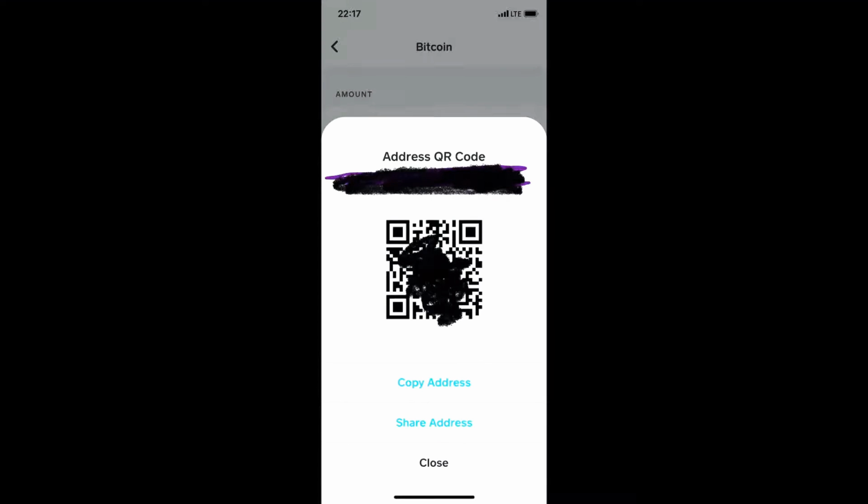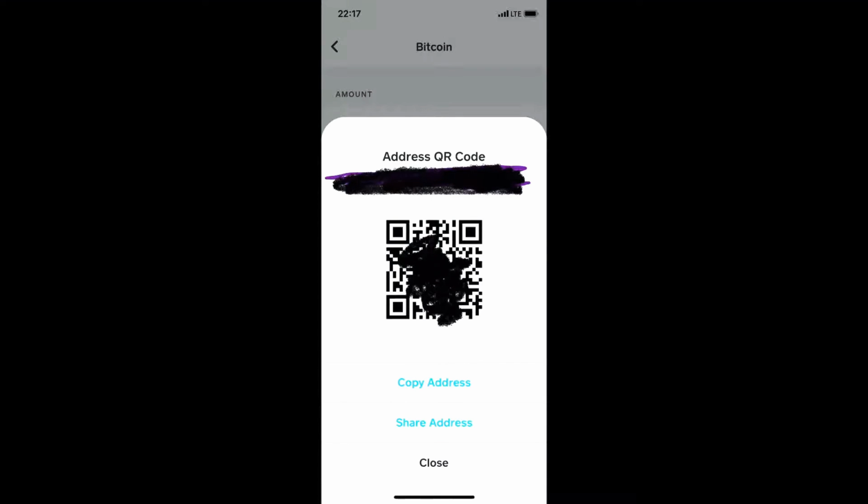Now I just blurred mine out for security reasons at this point. But I'm gonna go ahead and click copy address. When you do that, it will have a check mark and say address copied. That way you'll know that it has copied to your clipboard as well.